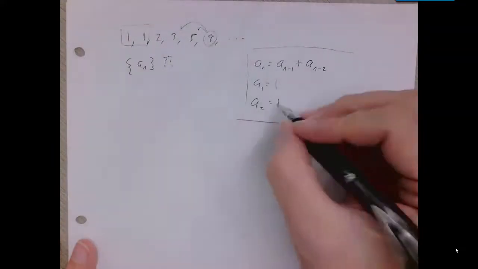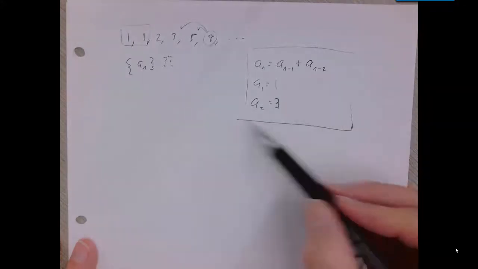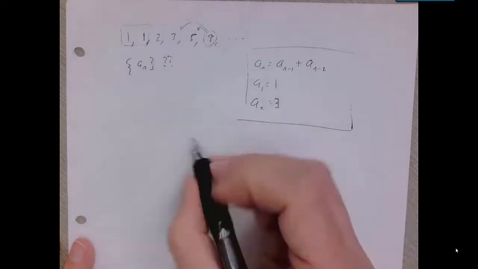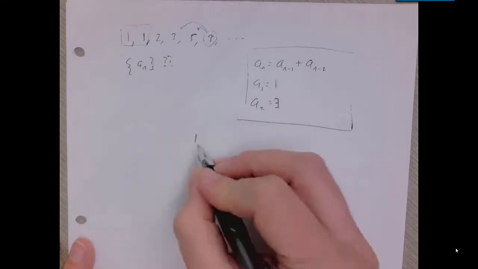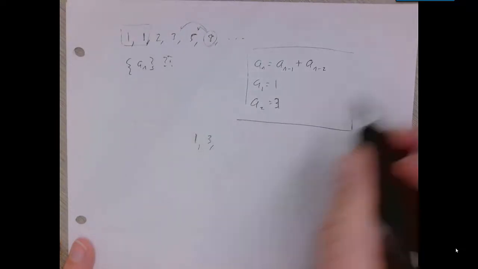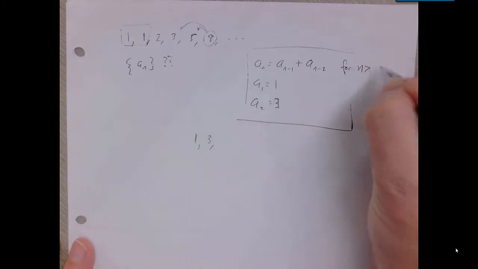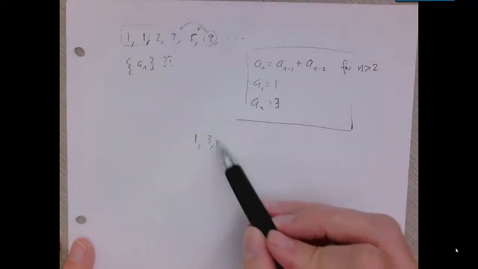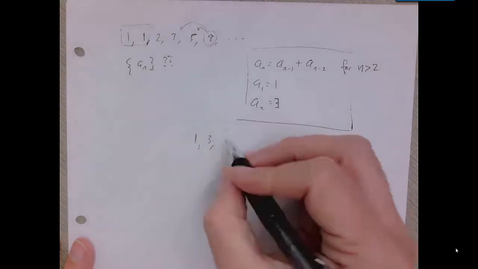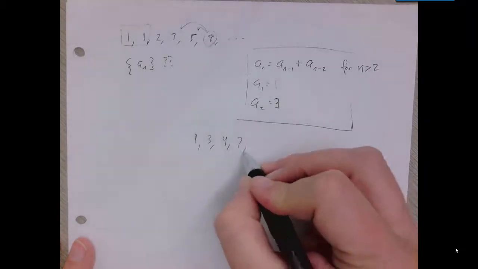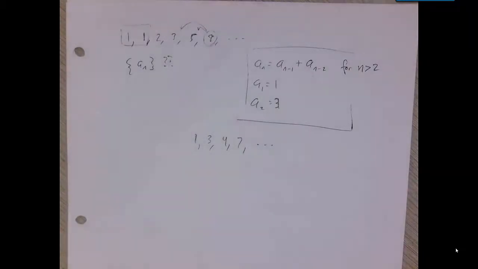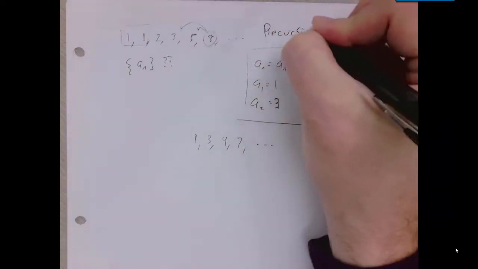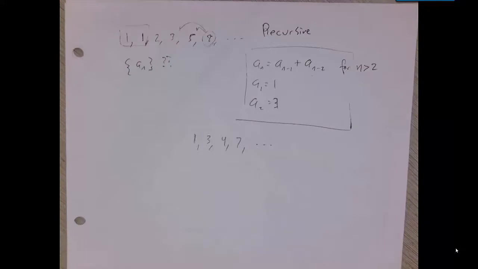If I was going to change one of them, like let's make this one 3, now this would define a new sequence that still has this same pattern, where A1, the first term, is 1, the second term is 3, and this is for n larger than 2. So now that n is 3, I'll find the third term as the sum of the previous two. So that would be 4, that would be 7, and so on. Okay, so those are called recursive sequences, or a recursive relationship.